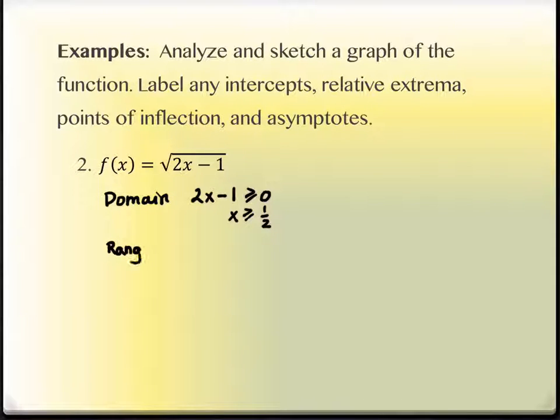How about range? What kind of y values do we get when we take square roots? Positive or 0, right? The square root of 0 is 0, that's okay. The square root of anything else is a positive number. So the range is that y is greater than or equal to 0 because it's a square root. y is equal to the square root of something, so it's greater than or equal to 0.